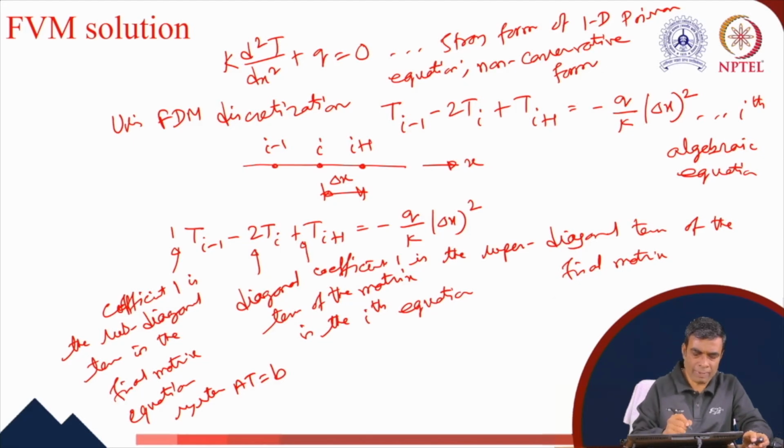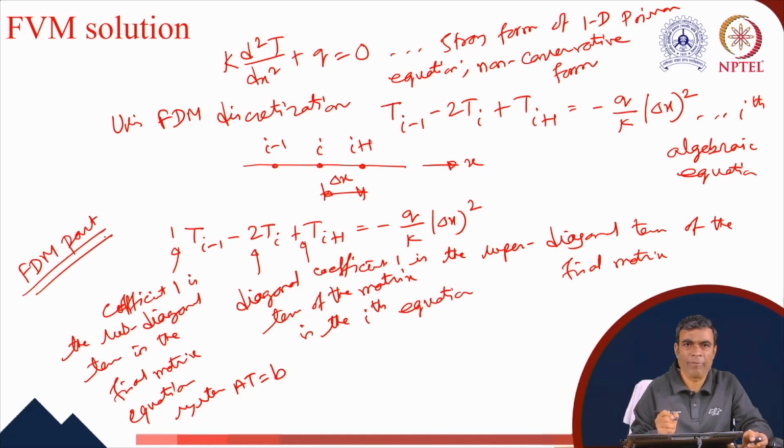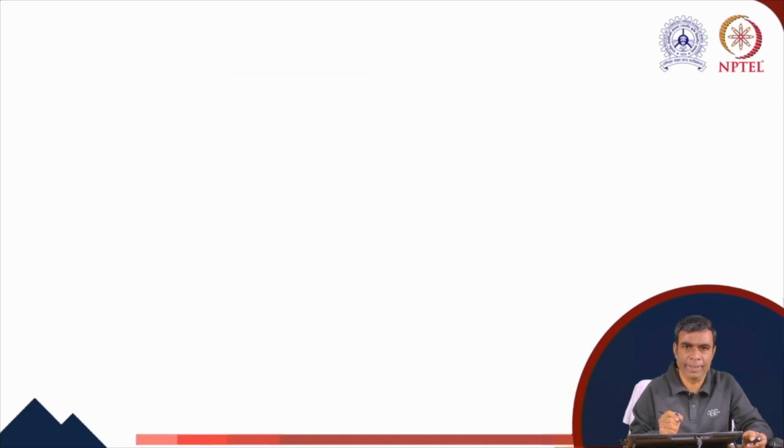Okay, so whatever I have discussed here, this is for the finite difference part. So in the finite volume method, which is a variational method, we have to integrate the governing equation. So we don't start with the non-conservative form of the governing equation. We represent the non-conservative form of the governing equation in the strong conservative form, and then we perform the integration.